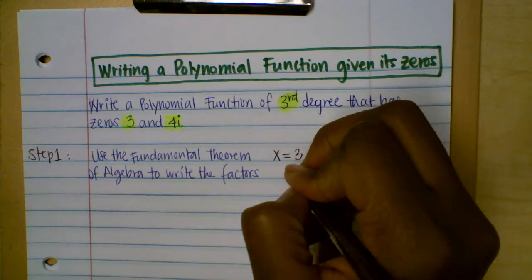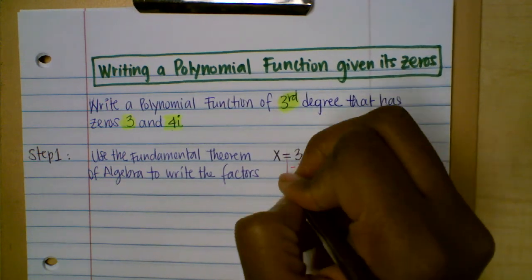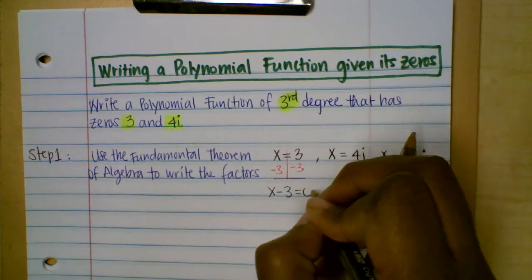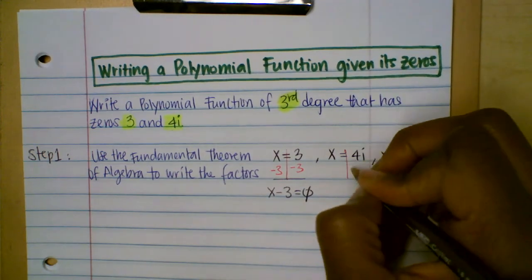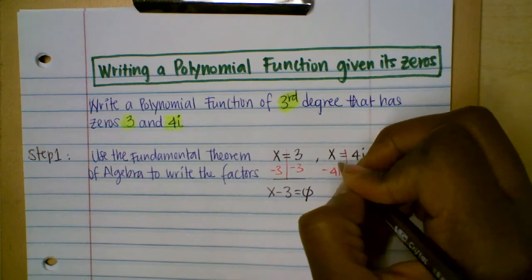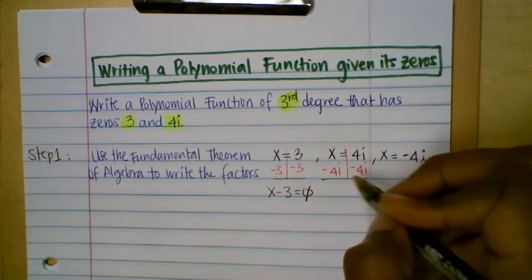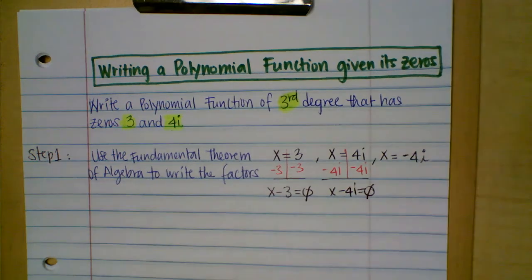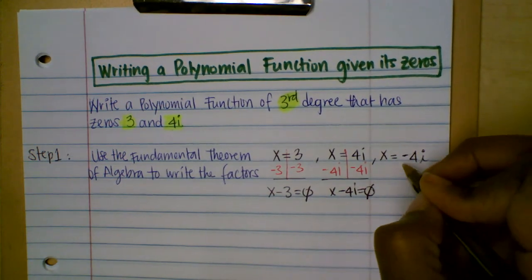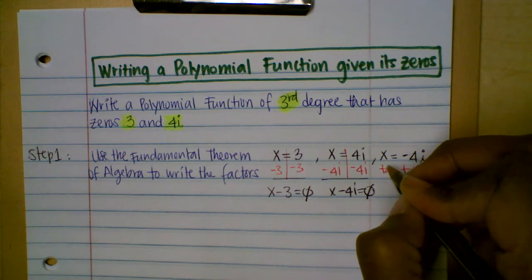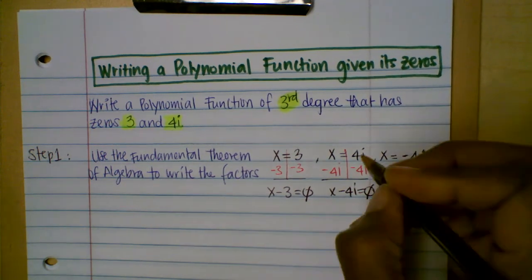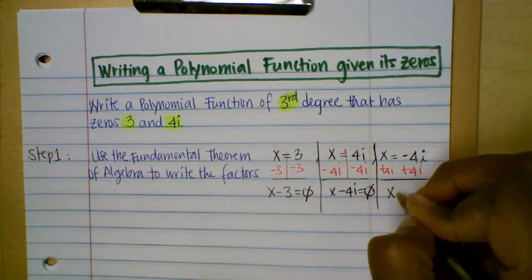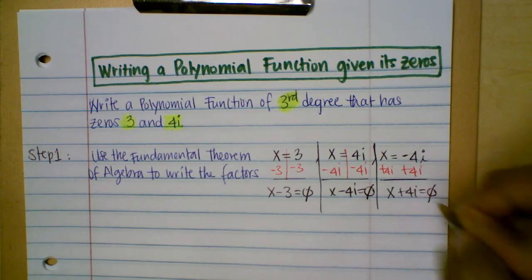For the first equation, you're going to subtract 3, and you end up with x minus 3 equal to 0. The second one, you are going to subtract 4i, and you end up with x minus 4i equal to 0. The third one, you're going to add 4i on both sides, and the new equation is x plus 4i equal to 0.